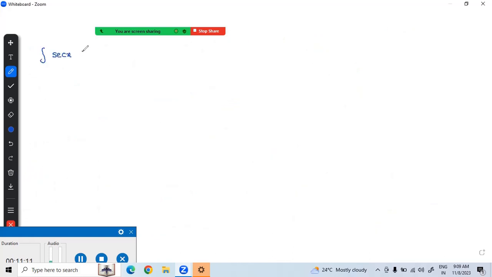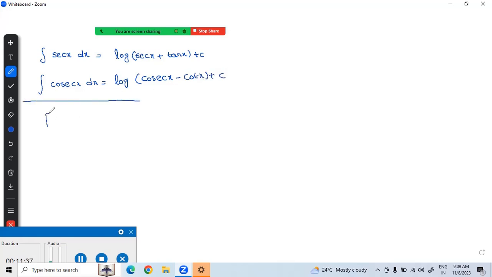Integration secant x dx is log of secant x plus tan x plus c. Integration cosecant x dx is log of cosecant x minus cot x plus c. So very important. Integration secant square x dx is tan x plus c. Integration cosecant square x dx is minus cot x plus c.